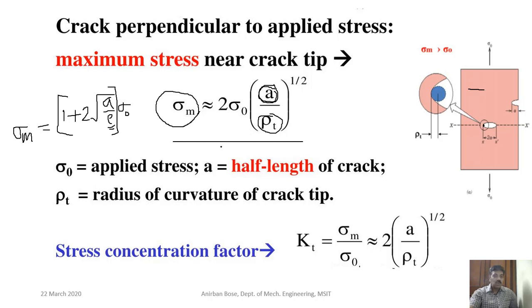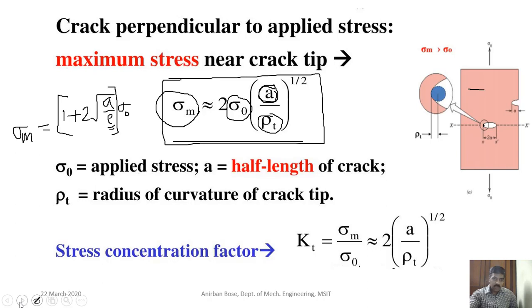So we can find the maximum stress in a material if we know the nominal stress that is acting. We have seen how we can find the maximum stress. The next question is, we have understood the maximum stress, but what is the criterion for which the crack will propagate?